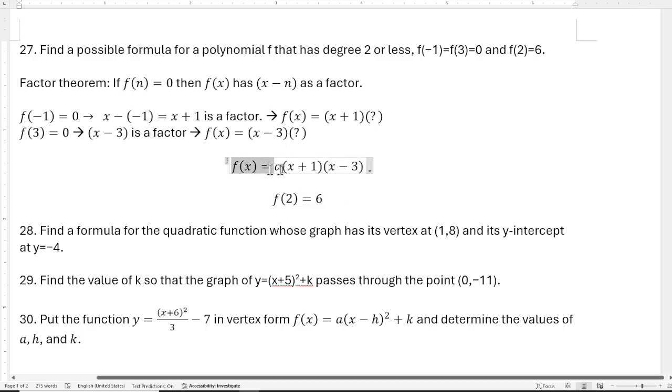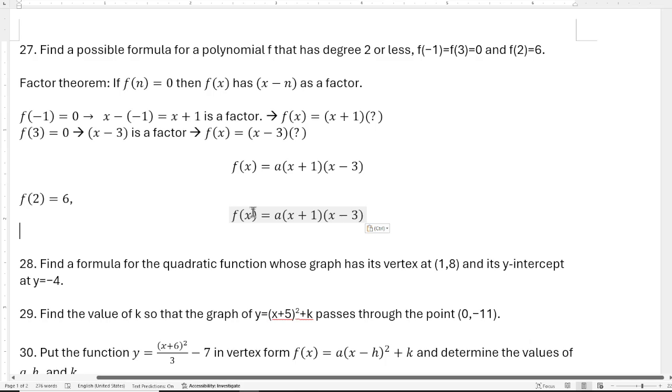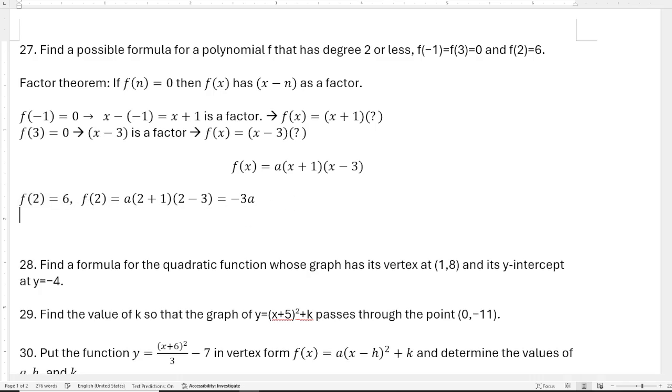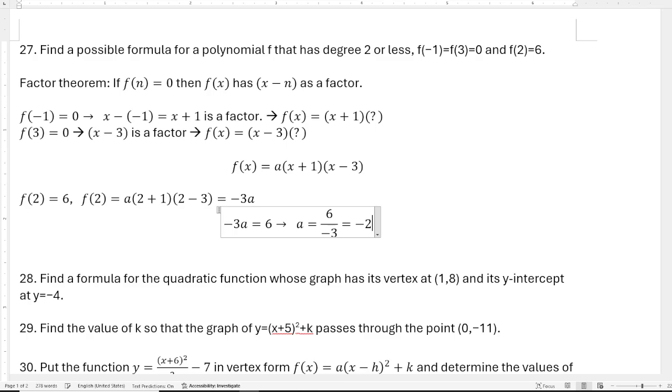So f of 2 is 6. But then, according to this, what is f of 2? If I replace x by 2, that's going to be equal to a times 3 times negative 1. That's negative 3a, right? Because f of 2 is negative 3a and also equal to 6, negative 3a and 6 must be equal. We can solve this by dividing both sides by negative 3, so that a is equal to 6 divided by negative 3, and that equals negative 2.